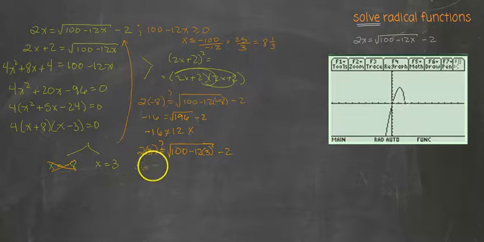So this would be 6 equals, well, let's see, 12 times 3, sorry, is 36. 100 take away 36 is 64. Clearly I'm looking at notes. And so 6 equals, well, the square root of 64 is 8, take away 2 equals 6. So this is definitely a solution, and I can say that the intercept here is 3.